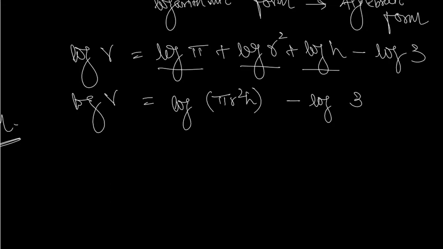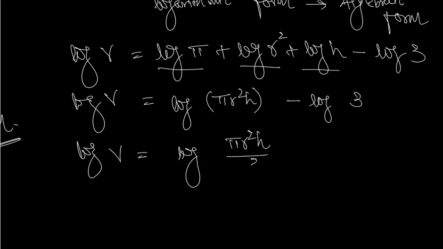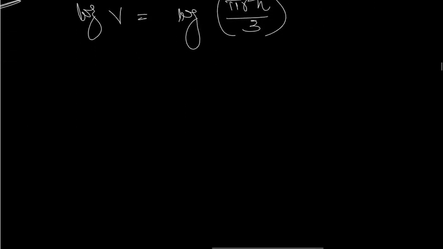If base is not there, the base is 10. It's common logarithm. So log v is equal to, okay, now we have two numbers and there is a subtraction sign in between them. So they would become like this: log of pi r square h by 3, the whole bracket, right? We are using the quotient law in reverse over here.